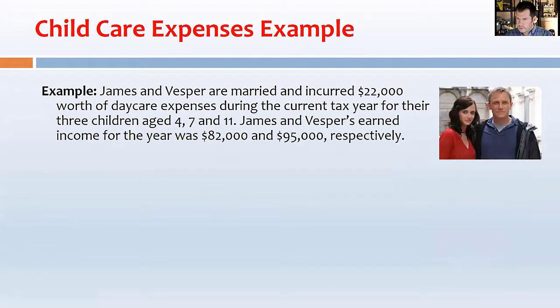Okay, so do we need to do a quick example here? So we got these two people. Oh, look at them. They look so happy. So they're married and they incurred 22 grand worth of daycare expenses during the current tax year for their three children. They got a kid who's 4, they got a kid who's 7, they got a kid who's 11. James and Vesper's earned income for the year: they each have earned income of $82,000 and $95,000 respectively. So James's earned income is going to be lower than Vesper's. Therefore, he's going to be the one taking this deduction, and it's $82,000.